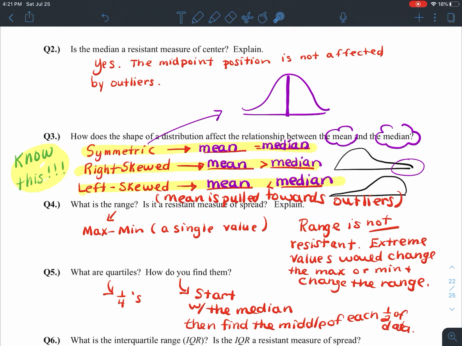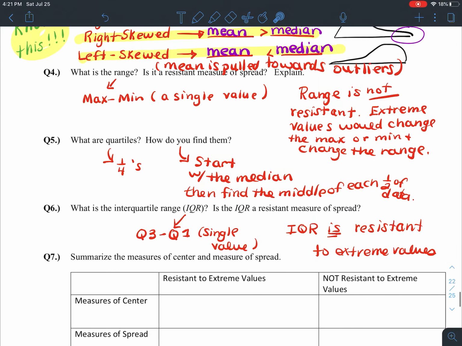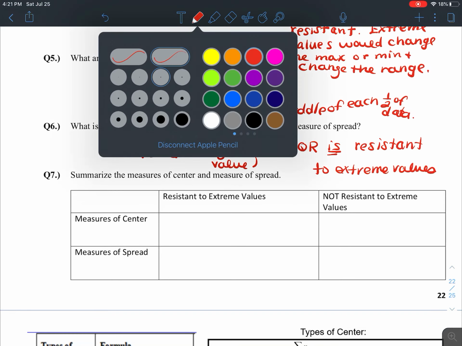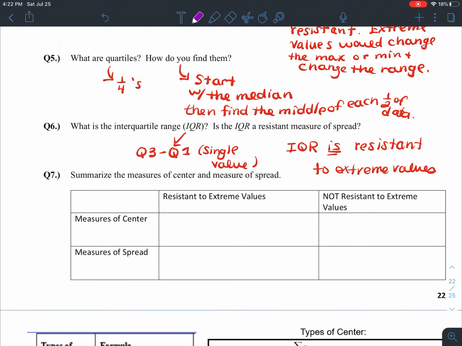Okay, what are quartiles? Quartiles are the 1/4 marks. You find it by starting with the median, and then you find the middle of each half of your data. What is the interquartile range? It's Q3 minus Q1. Again, that is a single value. The interquartile range, like the median, is resistant to extreme values. That is not going to be affected at all by outliers.